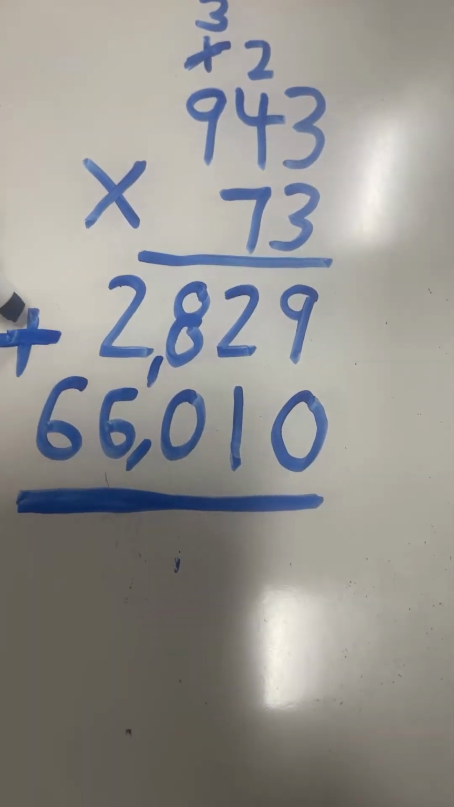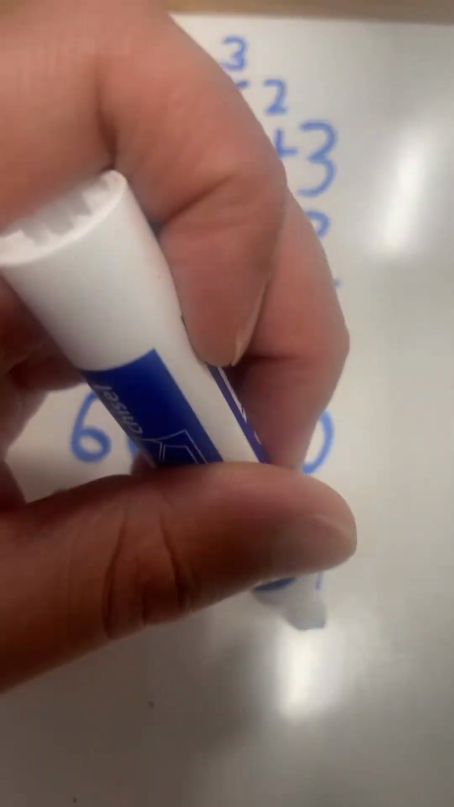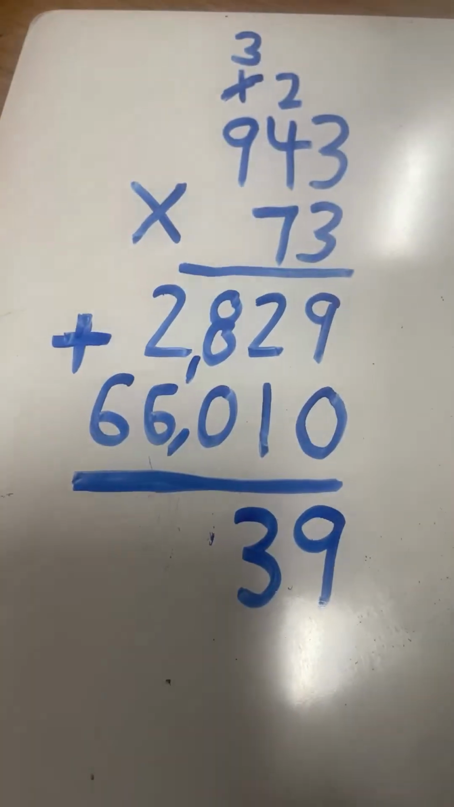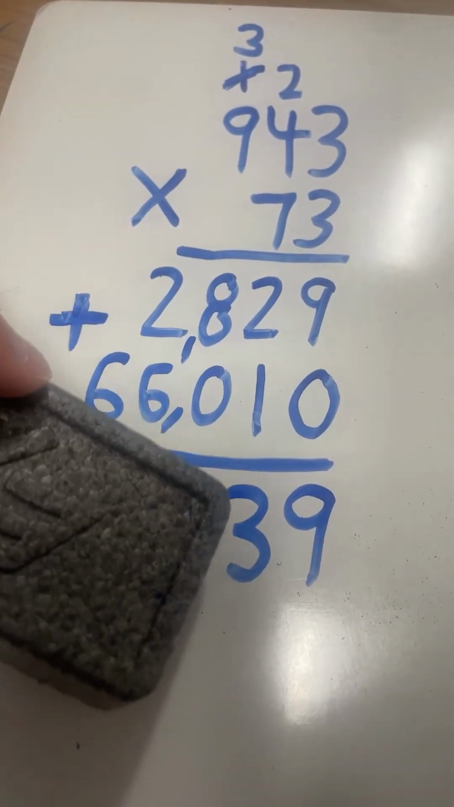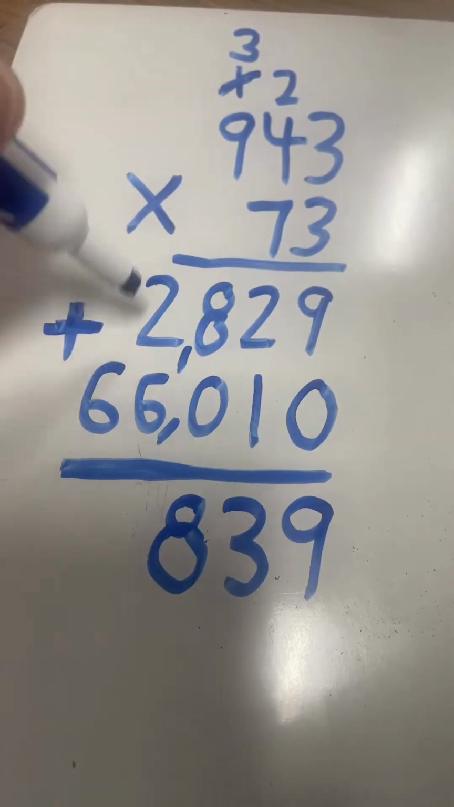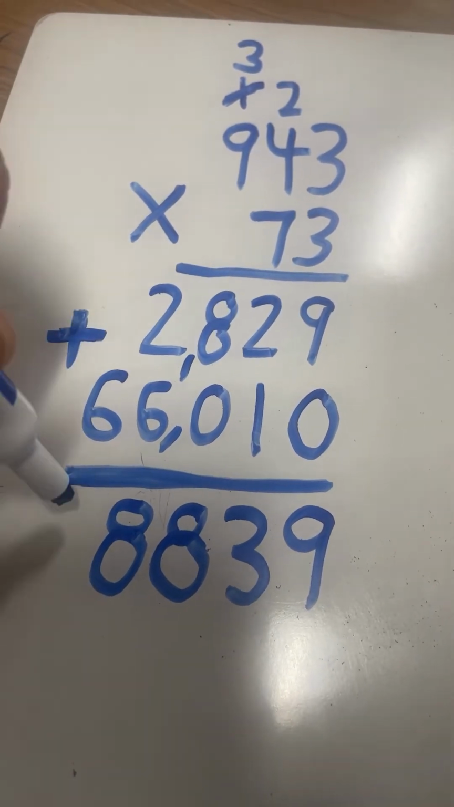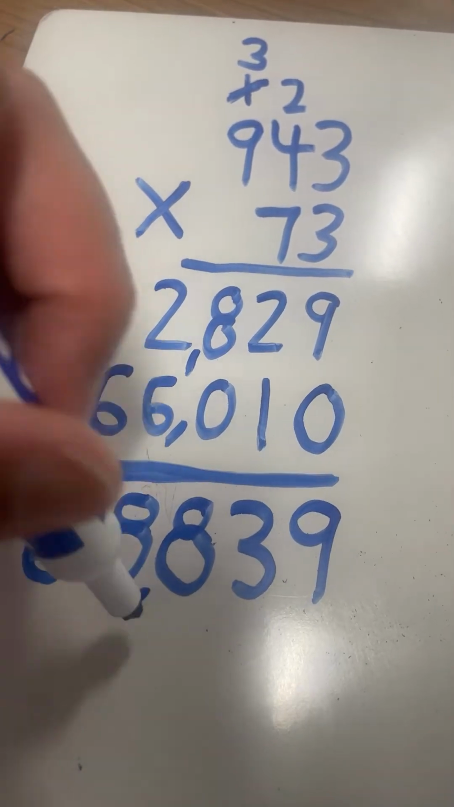Next, we have to add these two numbers together. 9 plus 0 equals 9. 2 plus 1 equals 3. 8 plus 0 equals 8. 2 plus 6 equals 8. 0 plus 6 equals 6.